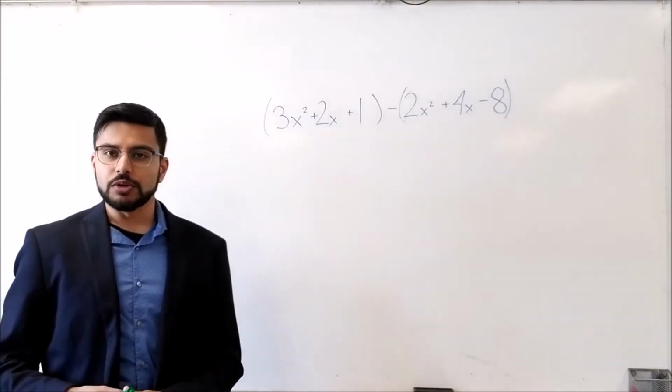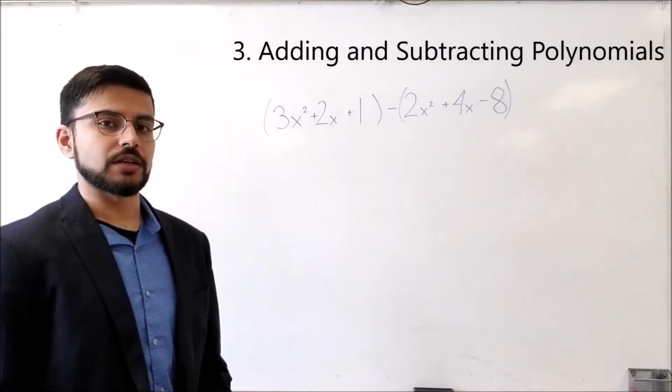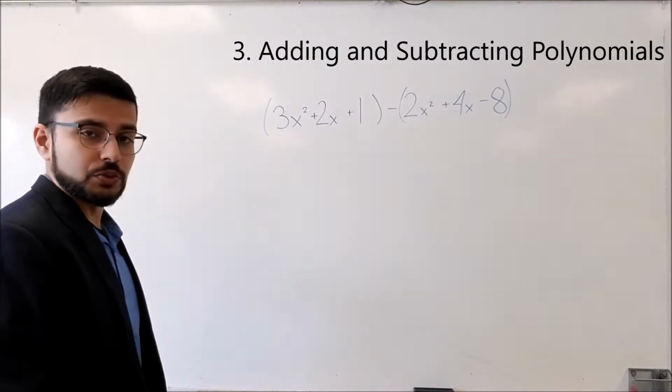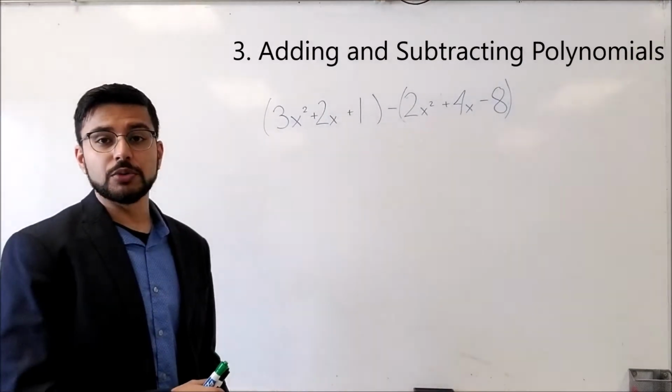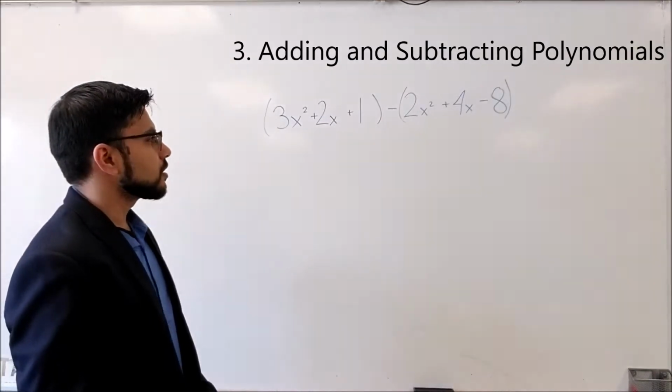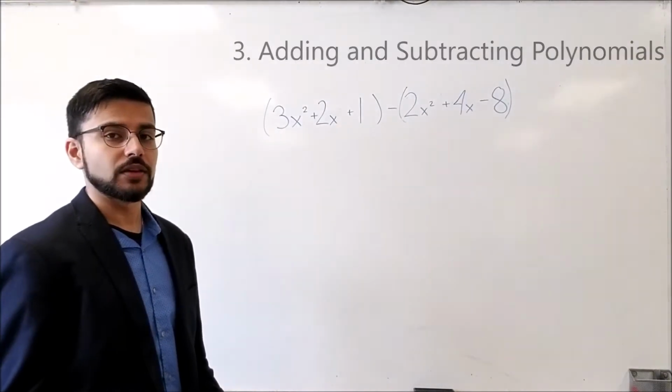All right, so one of the more challenging parts of the polynomials unit is when you're adding or subtracting polynomials together. Adding is really nice because you end up with two polynomials in brackets, just like we got over here, but you can ignore the brackets. Subtracting is a little bit more challenging because there's an extra step involved. I'm going to show you what that looks like.